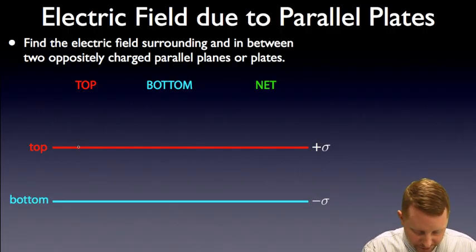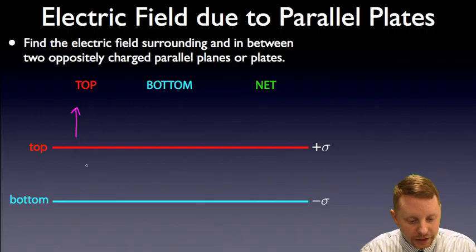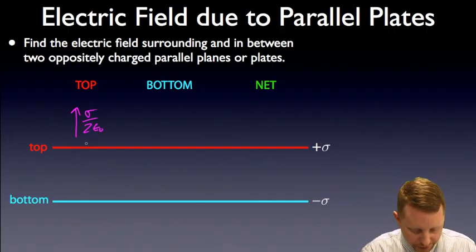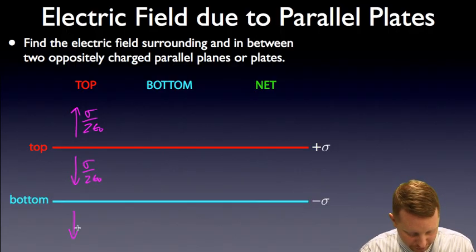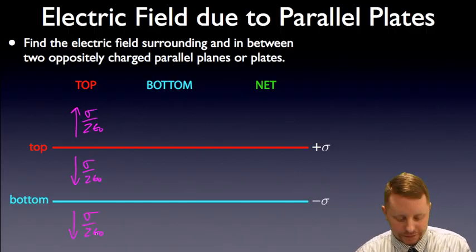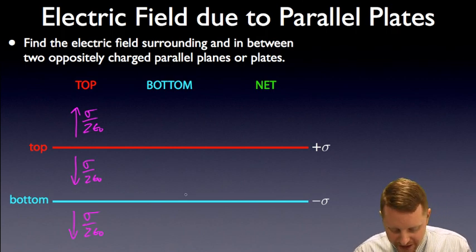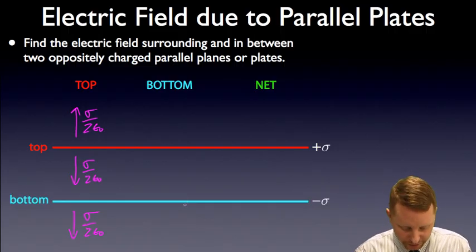We know that if this is a positive sigma, positive surface charge density, there must be an electric field pointing away from it, and its strength must be sigma over 2 epsilon naught. And on the other side, it must point away too, with sigma over 2 epsilon naught, and no dependence on distance, so it continues sigma over 2 epsilon naught. Now, due to the bottom plane, we have a negative surface charge density. So the electric field is going to point toward it.